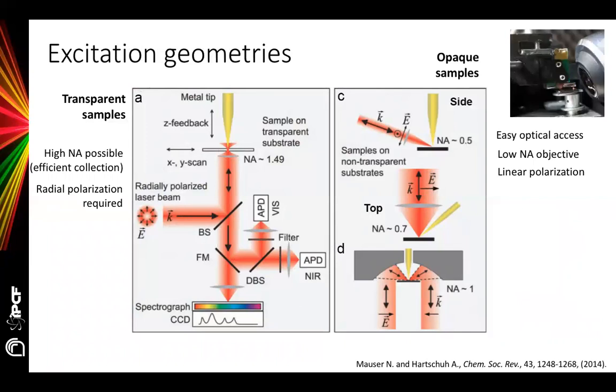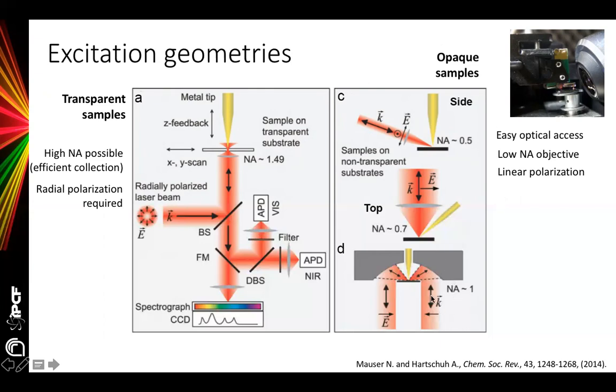On the other side, for opaque samples, we can use the side mode configuration or the top illumination. In this case, we need an objective with lower numerical aperture and a linearly polarized beam with at least one electric field component parallel to the tip axis. However, in this configuration we can benefit from an easy access for optical coupling between the laser and the tip.